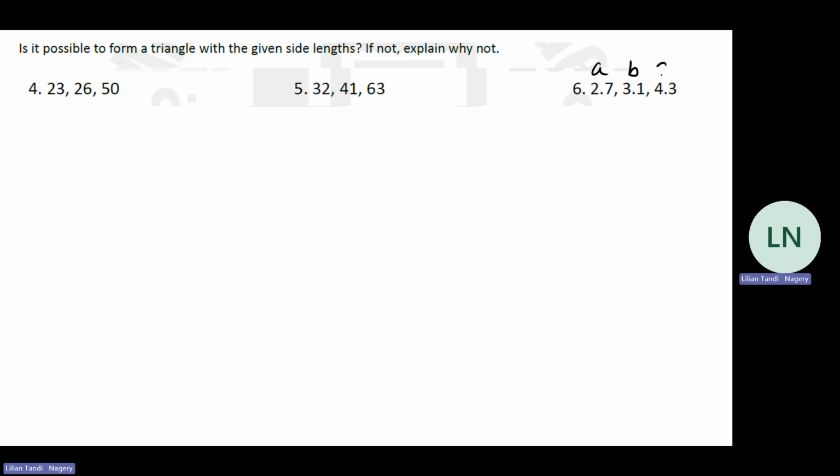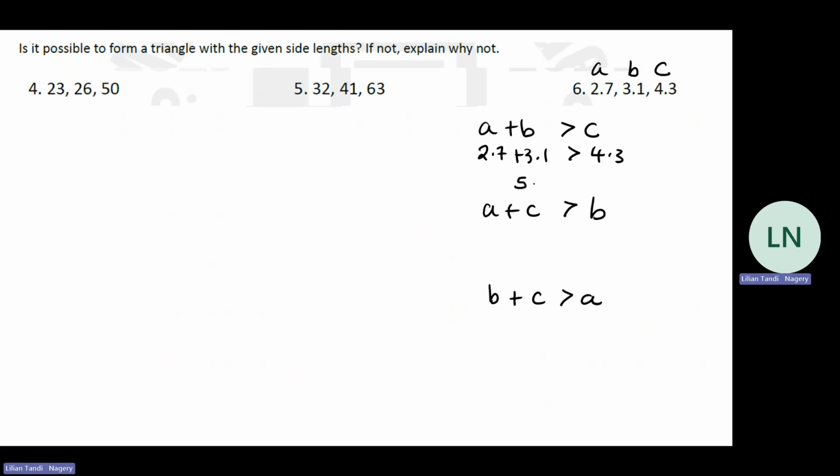This is A, this is B, this is C. A plus B is greater than C. A plus C is greater than B. B plus C is greater than A. A is 2 and 7/10, B is 3 and 1/10, and C is 4 and 3/10. A plus B is 5 and 8/10. 5 is already greater than 4 and 3/10, so you check mark. A plus C, 2 and 7/10 plus 4 and 3/10 should be greater than 3 and 1/10. Already this number is greater than 3. So there, that is true.